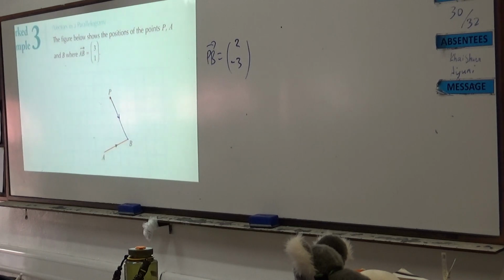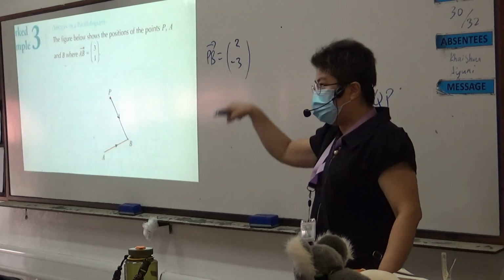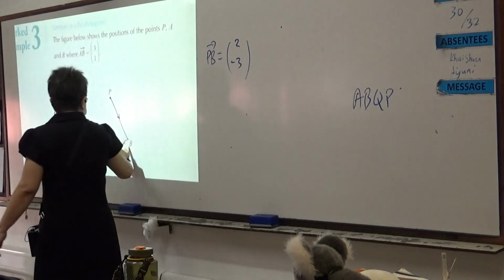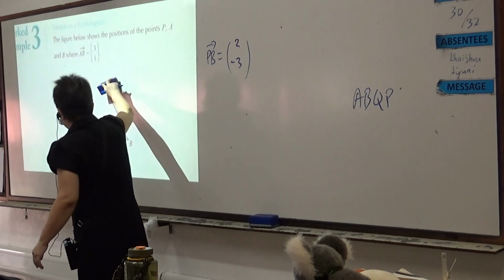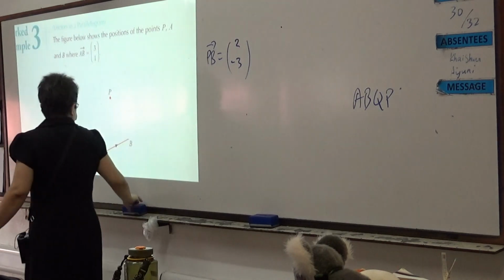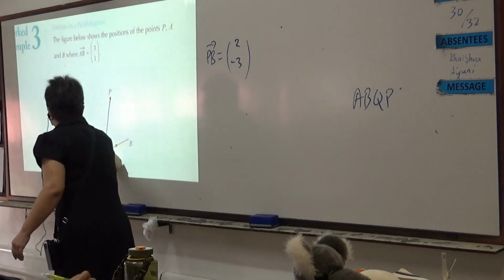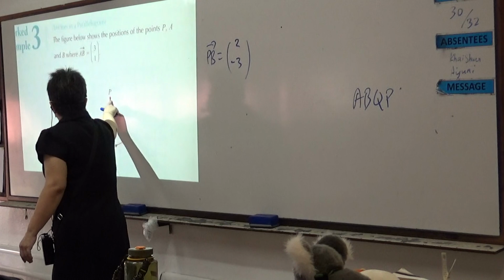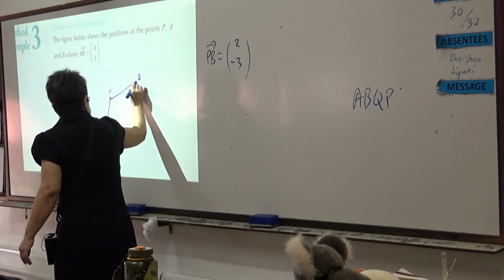Q is a point such that ABQP is a parallelogram. Express BQ as a column vector. Now ABQP. When you label, you must go one round. So ABQ must be somewhere here. Then P, right? Correct. Can I clean out this one because it will confuse you? It must be a parallelogram. So like this. That means I will have 1, 1, 2, 3, 4. So Q must be somewhere here so that you can get the parallelogram, right?